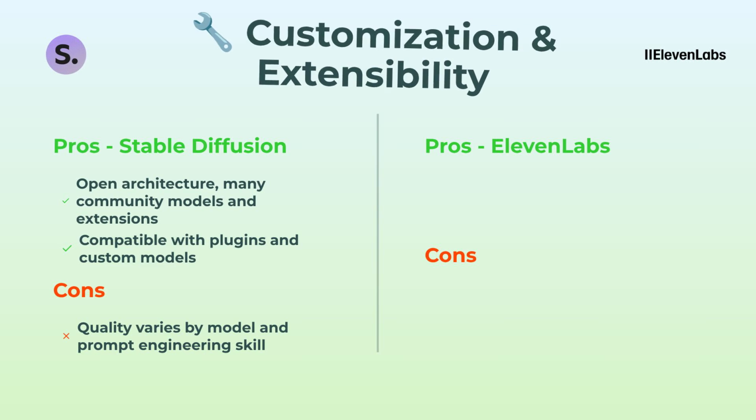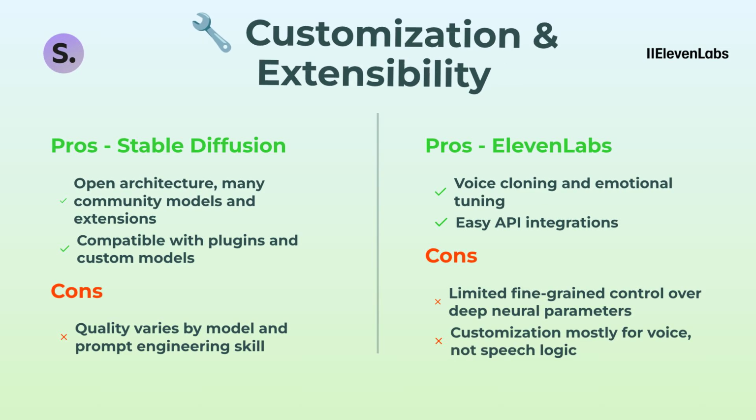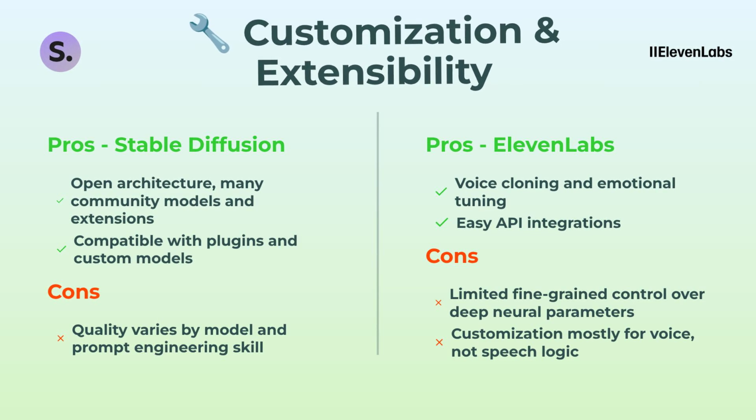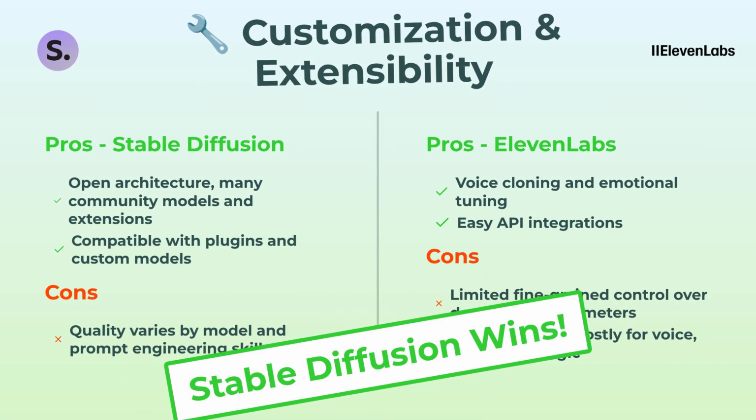Now, ElevenLabs, pretty sweet for voice. You want to clone a voice, add emotional undertones, even tweak it via API? It's easy. However, going super deep into neural nets and fine-grained speech logic, that's more locked down. Main customization is the voice itself. I'm giving this round to Stable Diffusion purely on how wild you can go with extension stuff.